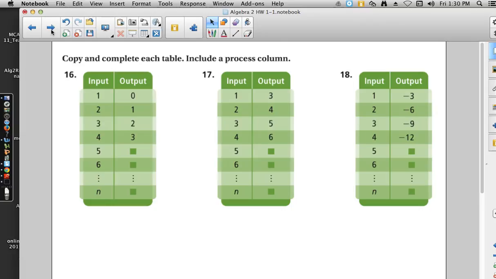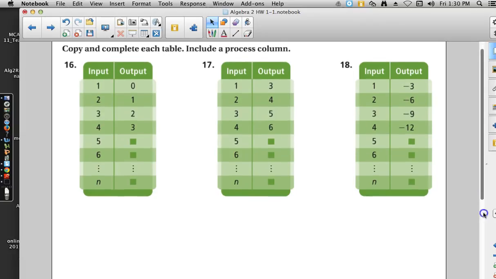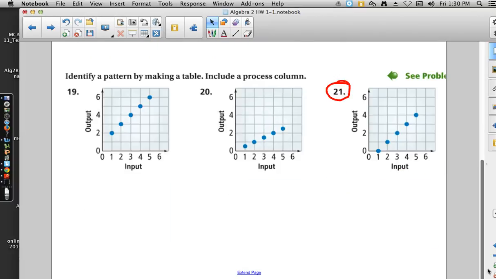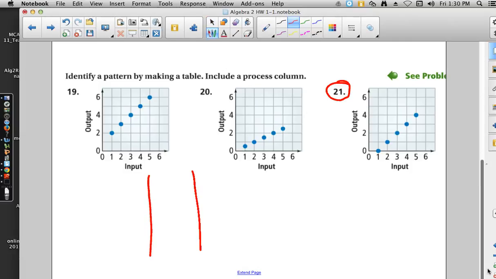All right, next one on the list that people will usually want to see would be something like number 21. So in number 21, it says identify a pattern by making a table including that process column. So we're again at input, process, and output.